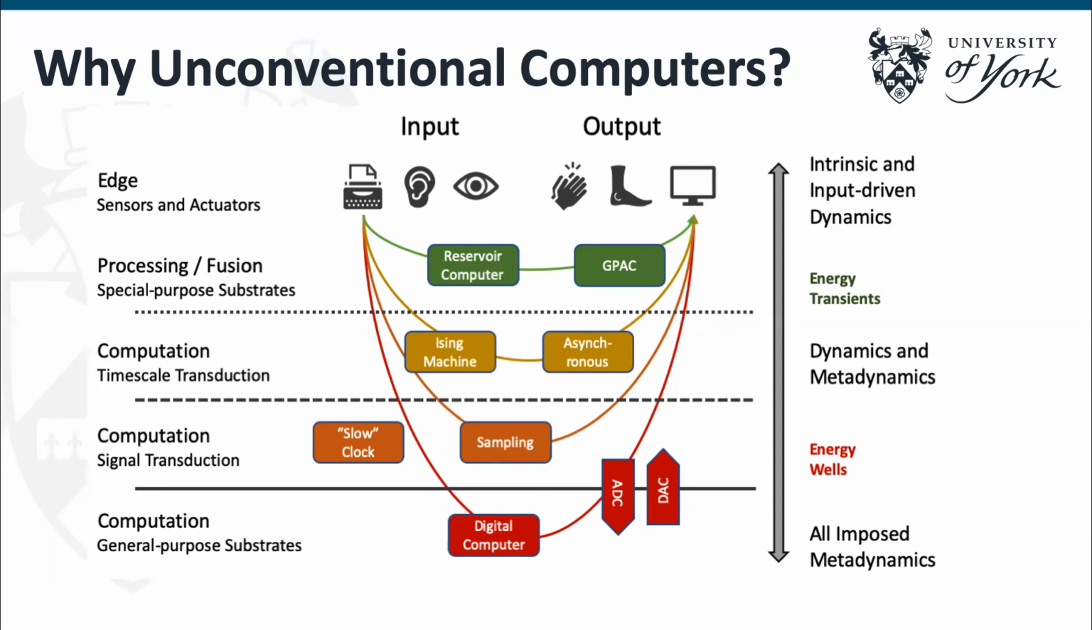So you can see here a picture of looking at computers through a lens of dynamics. If you have at the bottom a familiar digital computer, it's all that we do to the silicon. We process it, we make it groan and complain and get hot. If we want to do computation with it, we force it to flip digital bits essentially and do Boolean logic. So we create energy wells. We use a clock, and we push the system from state to state. And it's all imposed metadynamics in that sense. So, Boolean logic.